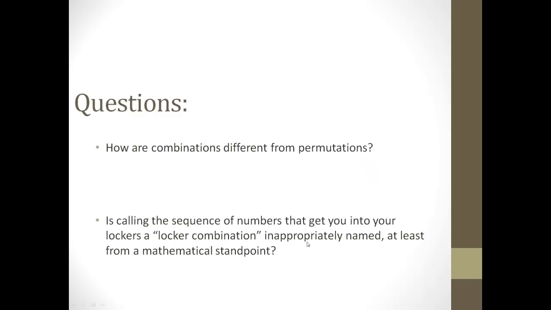Alright, now to wrap things up, I'd like you to answer these two questions. How are combinations different from permutations? And is calling the sequence of numbers that you use to get into your lockers a locker combination inappropriately named, at least from a mathematical standpoint? In other words, do you think calling your combination to get in your locker a combination is accurate?